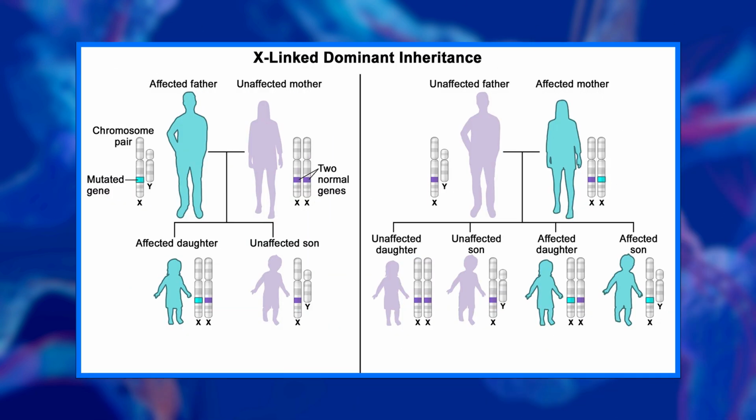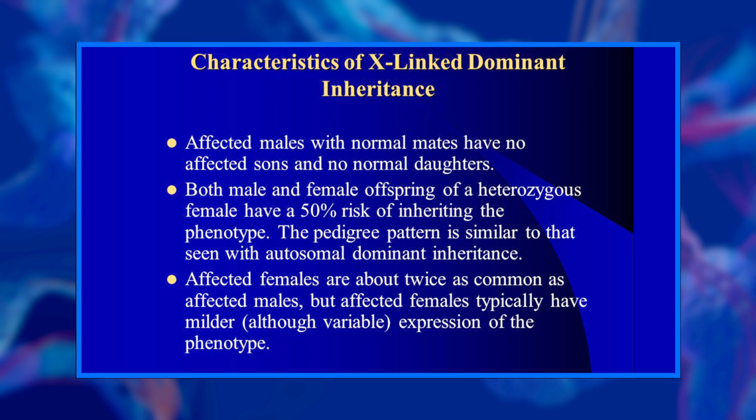Some of the features of X-linked dominant inheritance are: both males and females are affected, and affected females are more in number than the males. Females are less severely affected. Affected males can transmit the disorder only to their daughters, while affected females can transmit the disorder to sons as well as daughters. Dear students, let's now conclude the lecture.